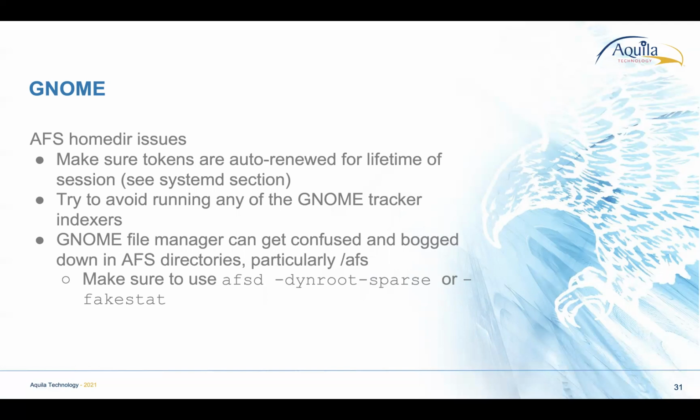And really, you should avoid using any of the GNOME indexers, the GNOME Tracker indexers. These things just hammer through your AFS directory looking for things, and they're pretty useless unless you have a really fast AFS file system. The file managers can also get confused and bogged down in AFS directories if they've got lots of volumes that they're looking through. And absolutely do not try to look through /afs. It can have all sorts of problems. This is why I suggest, if you're using OpenAFS, to use the dynroot-sparse or fake stat. That will make it a lot happier. It won't try to descend into those directories.